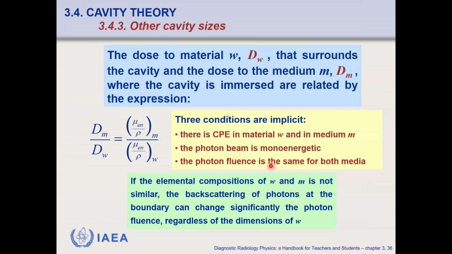If the elemental compositions of W and M are not similar, the backscattering of photons at the boundary can change the photon fluence significantly, regardless of the dimensions of W. This is a note that should be considered. So the accuracy of the Dm over Dw relationship depends on maintaining these conditions.